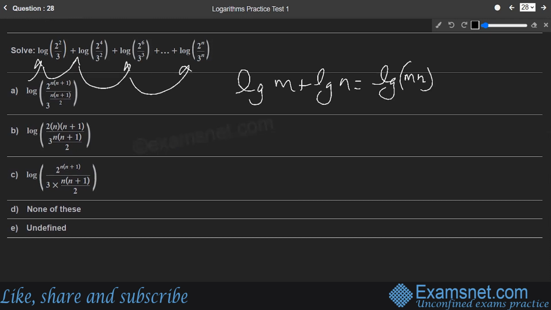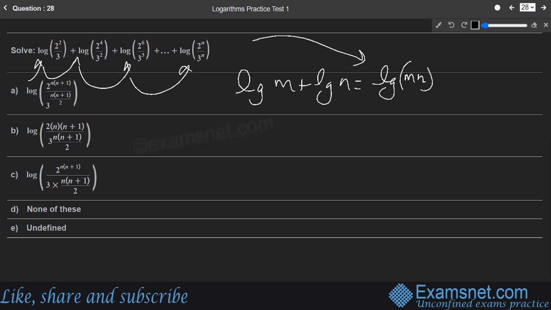So as many multiplicative terms, as many product terms, and as many plus terms as there are, they will be combined together in the multiplicative form with a single log. Here we have multiple logs separated by plus, so they can become a single log with the product sign involved.